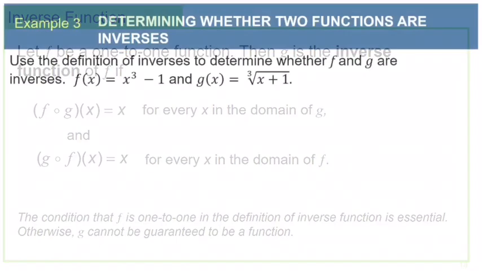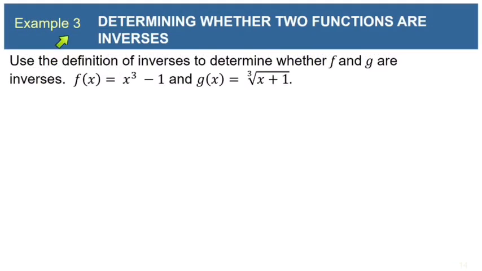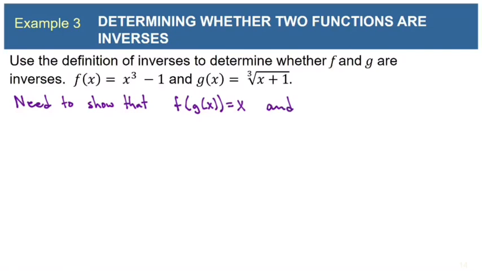So here in example 3, we're going to use the definition of inverses to determine whether f and g are inverse functions. So what we need to do is show that f of g of x reduces to x, and we also need to show that g of f of x reduces to x. We'll have to do both compositions, and if either one of them fails to reduce to x, then we'll say that f and g are not inverses.